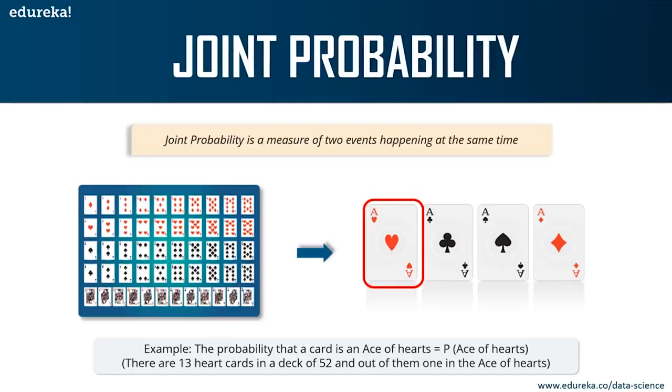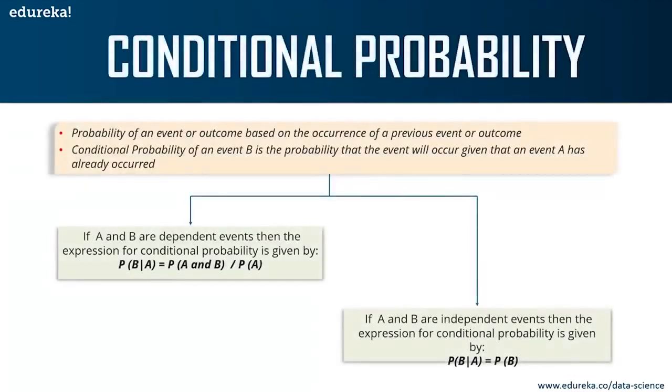Moving on, let's look at what exactly conditional probability is. If the probability of an event or an outcome is based on the occurrence of a previous event or an outcome, then you call it a conditional probability. So the conditional probability of an event B is the probability that the event will occur given that an event A has already occurred, right?